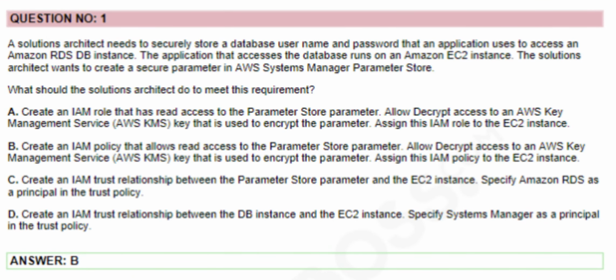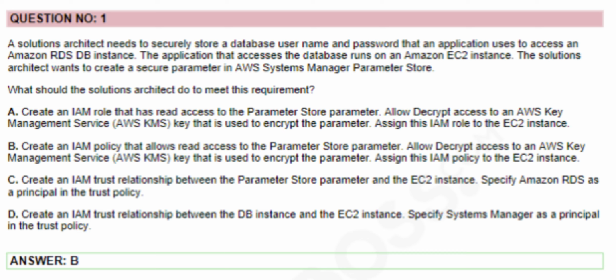Question No. 1. A solutions architect needs to securely store a database username and password that an application uses to access an Amazon RDS DB instance. The application that accesses the database runs on an Amazon EC2 instance. The solutions architect wants to create a secure parameter in AWS Systems Manager Parameter Store. What should the solutions architect do to meet this requirement?